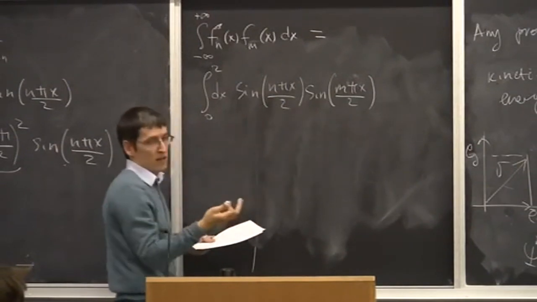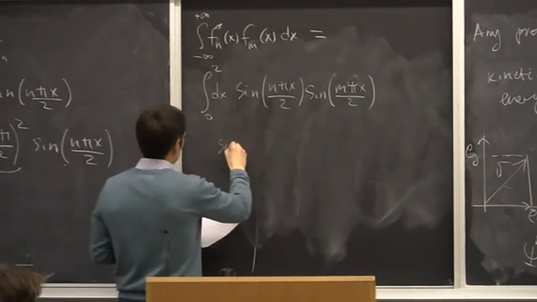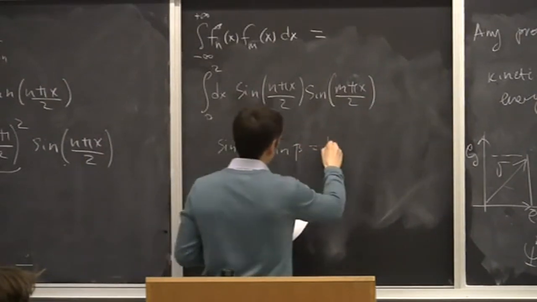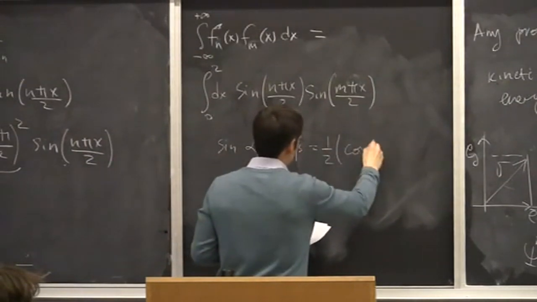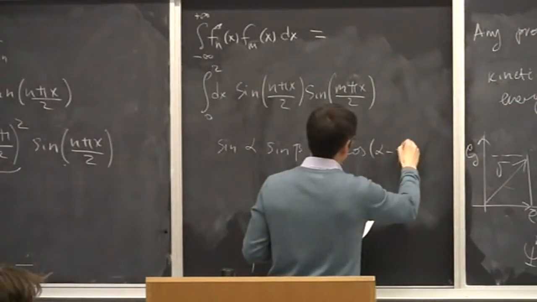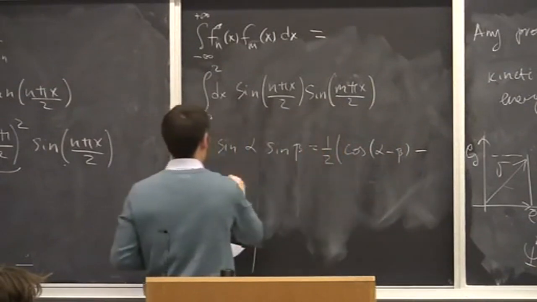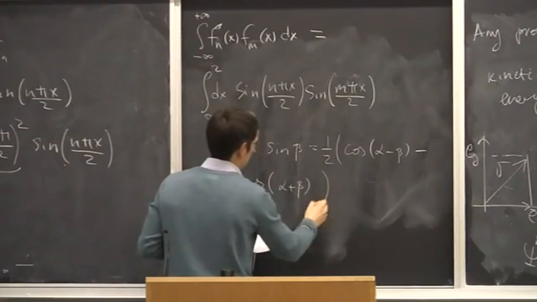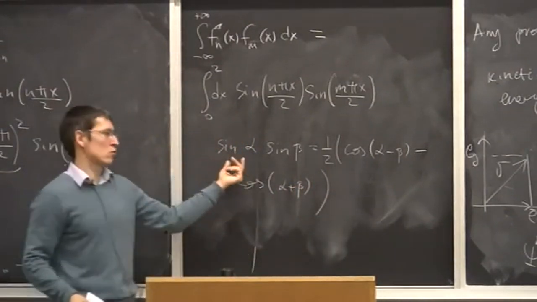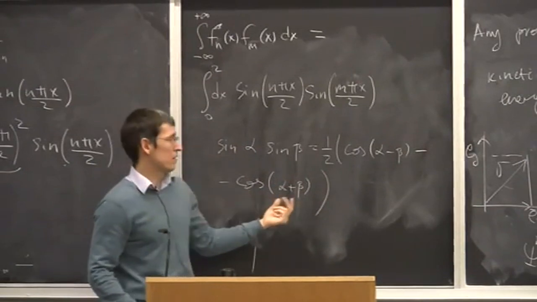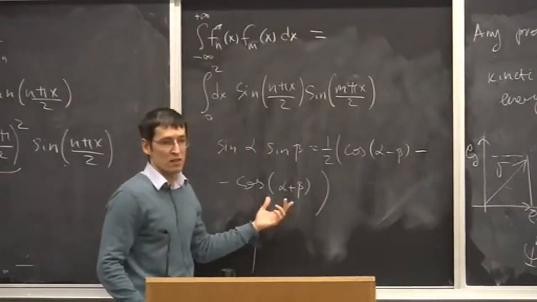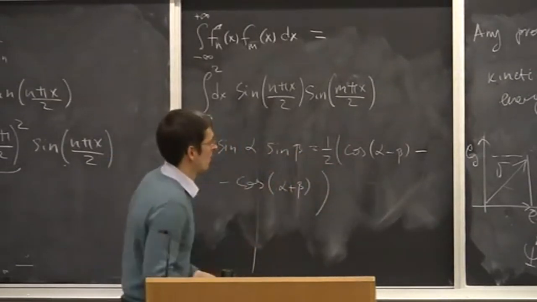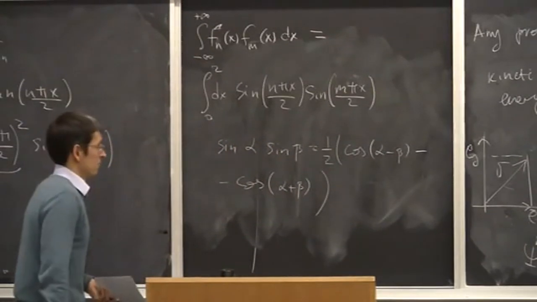Well, it's a product of two sines, and we know that the sine of alpha times the sine of beta is equal to 1/2 cosine of the difference minus cosine of the sum. Okay? And so if we substitute the product of sines by the difference of two cosines, then we can integrate cosines. We know how to do that, right? The integral of a cosine is a sine function.